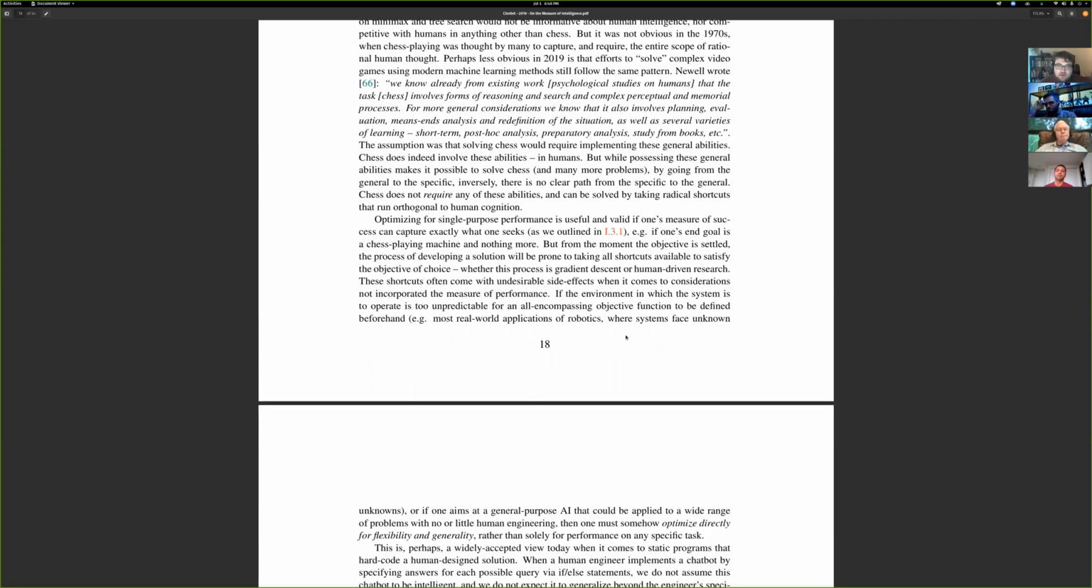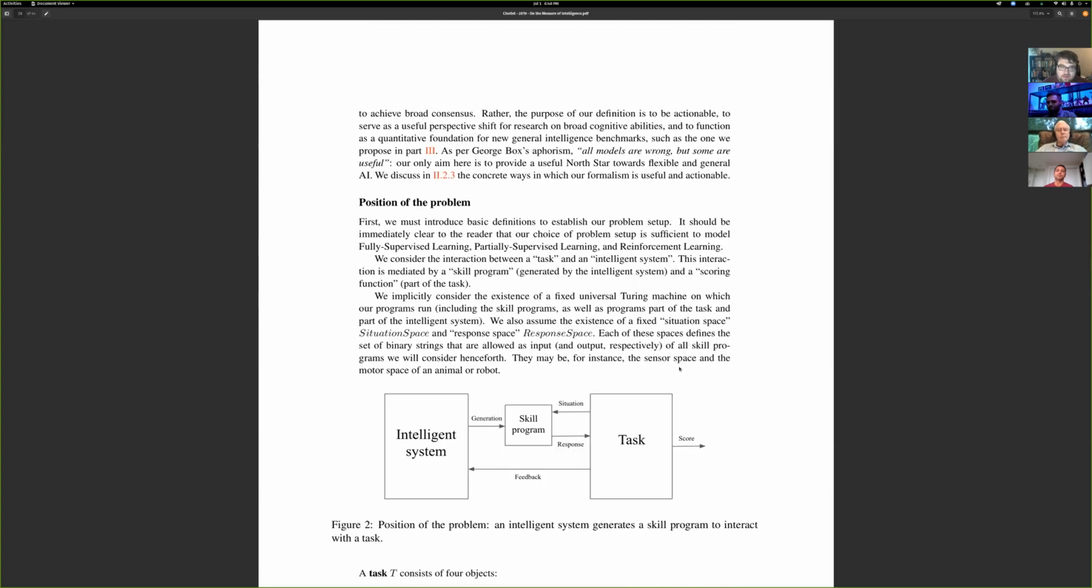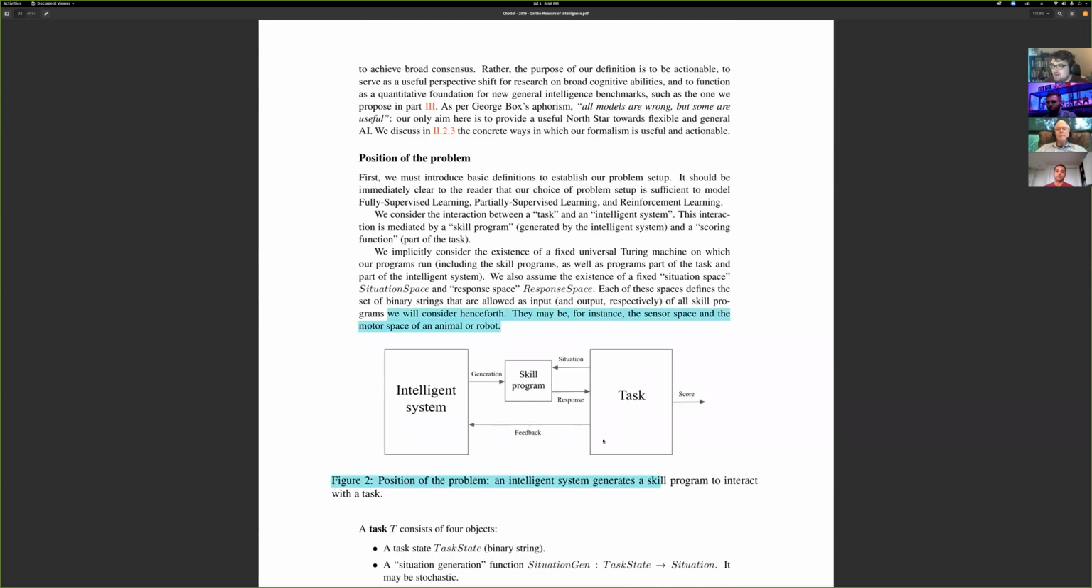So, there's a lot of stuff going on here. We can talk about that later. This is the big schematic that he talks about. He really cares about something called program synthesis. So his idea is you have this intelligent system. Often this could be a developer, right? But let's talk about the neural net example here. The intelligent system goes through all this training, and what it does is it generates a skill program. So it starts with that random initialization of weights.